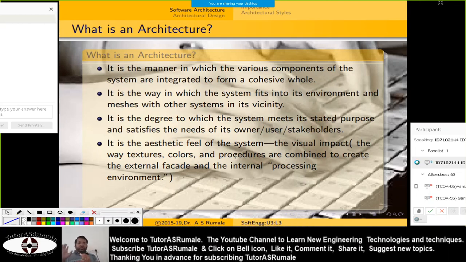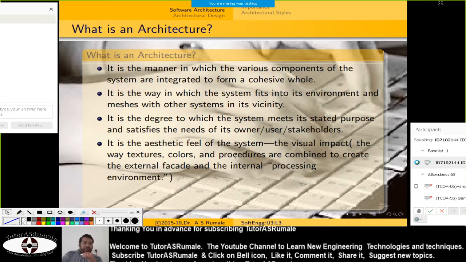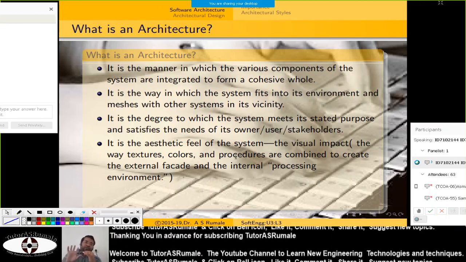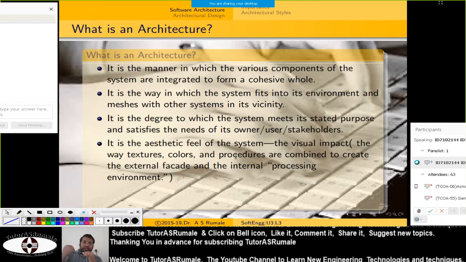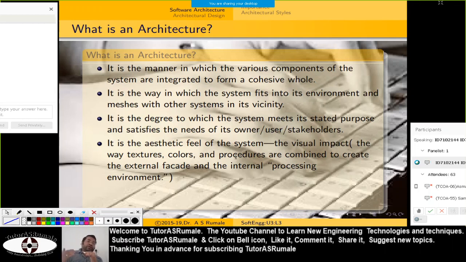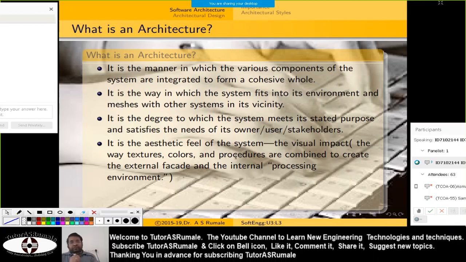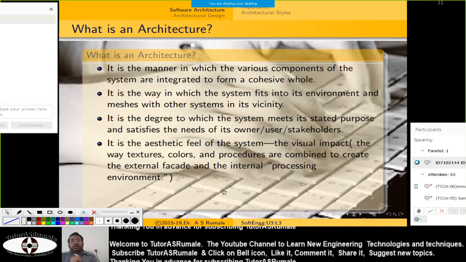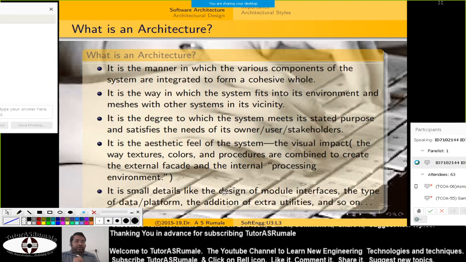In the same way, for every software you design, its graphical user interface, you have to prepare according to the need of that particular software. Okay. So when we say an architecture, it is an aesthetic feel also.